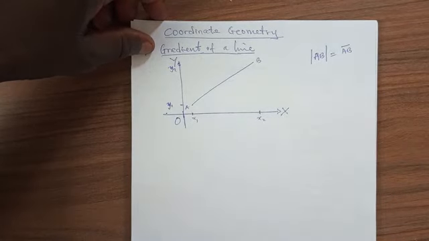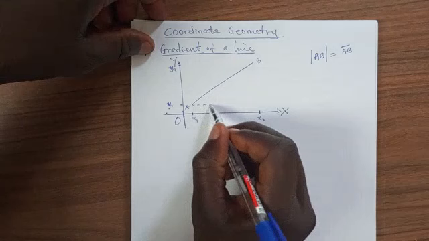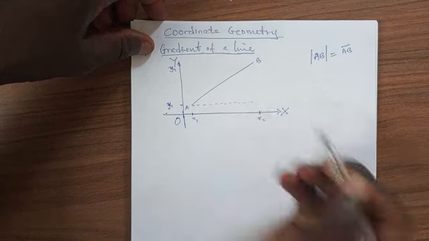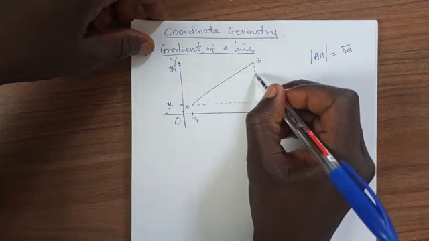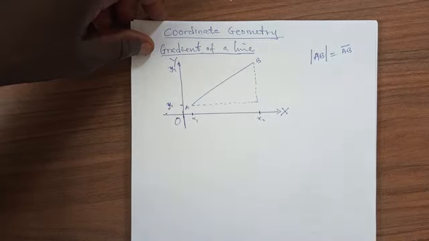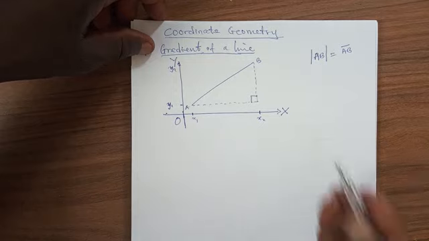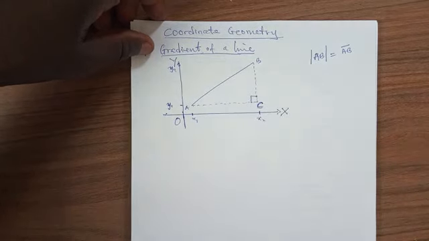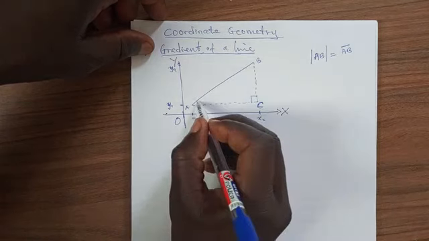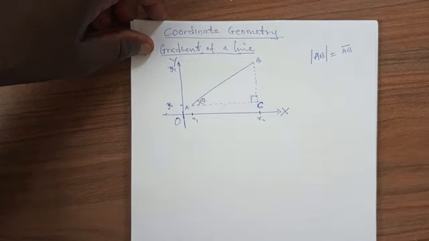Students can see that we can plot a dotted line parallel to the x-axis, and we can draw another straight line parallel to the y-axis, and here is now a right angle. Let's mark this place C. ABC is now a triangle, a right-angled triangle. Suppose here is an angle called theta.